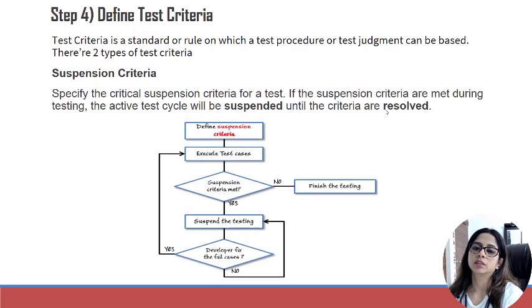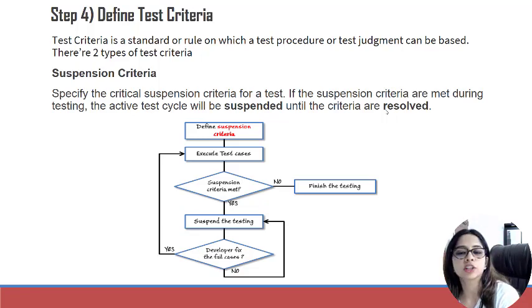Then criteria. You have to define the test criteria. There are 2 types of test criteria. One is suspension criteria. So what is suspension criteria? You say that you'll suspend the testing if a certain situation is occurring.